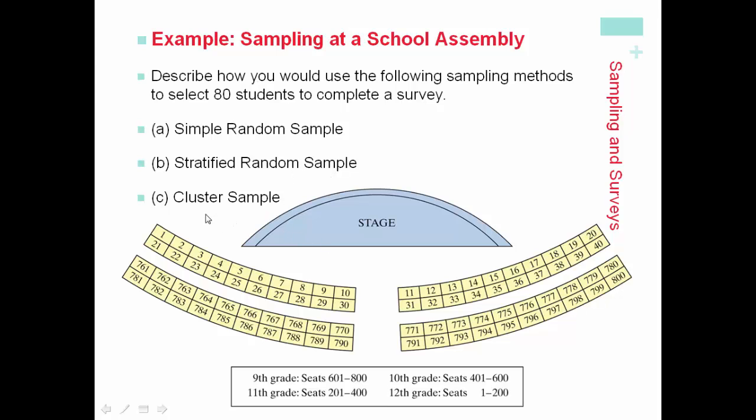For the cluster sample, I would look at the columns going down from the stage to the back, so front to back. Each cluster represents then all 4 grade levels. So I would select 2 clusters at random. There are 20 clusters because there are a total of 20 columns going across the room. And then select using random int 1 to 20 to get my 2 clusters. Give this survey to all of the people then in each column. That would be a cluster sample.